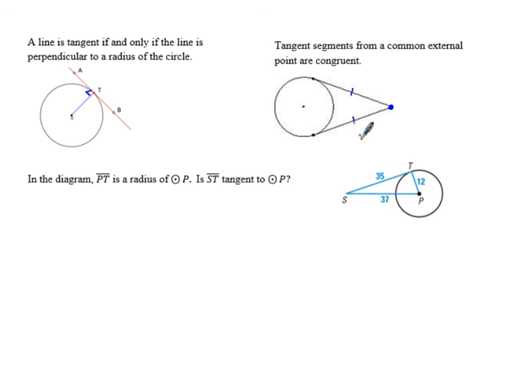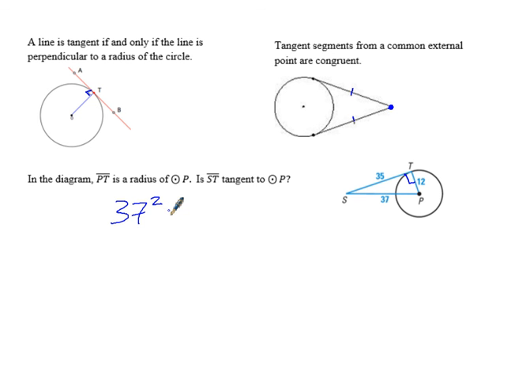Given in a diagram that PT is a radius of circle P, is ST tangent to circle P? In other words, I want to know, is this a tangent line? So if this in fact is a tangent line, I would know that this thing here is 90 degrees. And so now how do I check, is that 90 degrees?